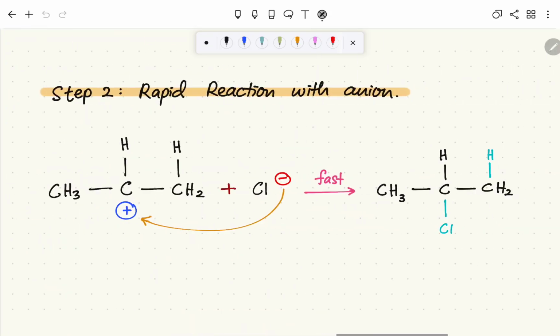The next step is the rapid reaction with the anion. The chloride ion acts as a nucleophile and attacks the carbocation, forming a new sigma bond. The formation of 2-chloro-2-methylpropane is considered fast because breaking and making bonds in this reaction doesn't need much energy, making the process quick and efficient.